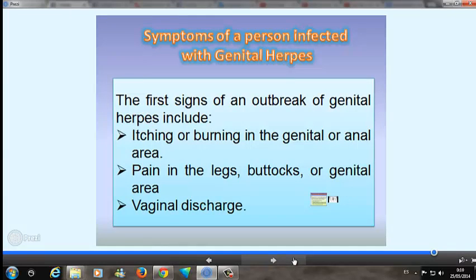Symptoms of a person infected with genital herpes. The first signs of an outbreak of genital herpes include itching or burning in the genital or anal area, pain in the legs, buttocks, or genital area, and vaginal discharge.